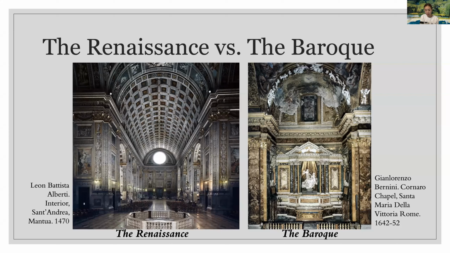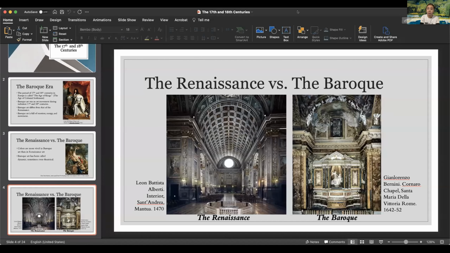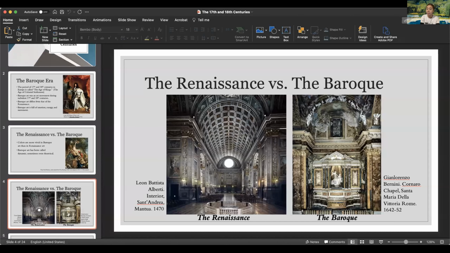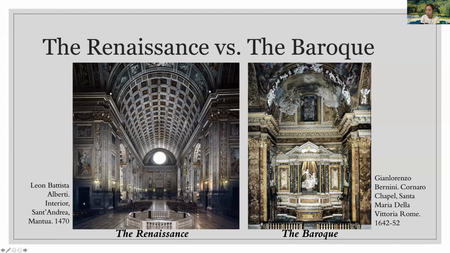So the Renaissance architecture style shows simple, logical and classical. On the other hand, this Baroque architecture shows ornamental and sophisticated. Very good.